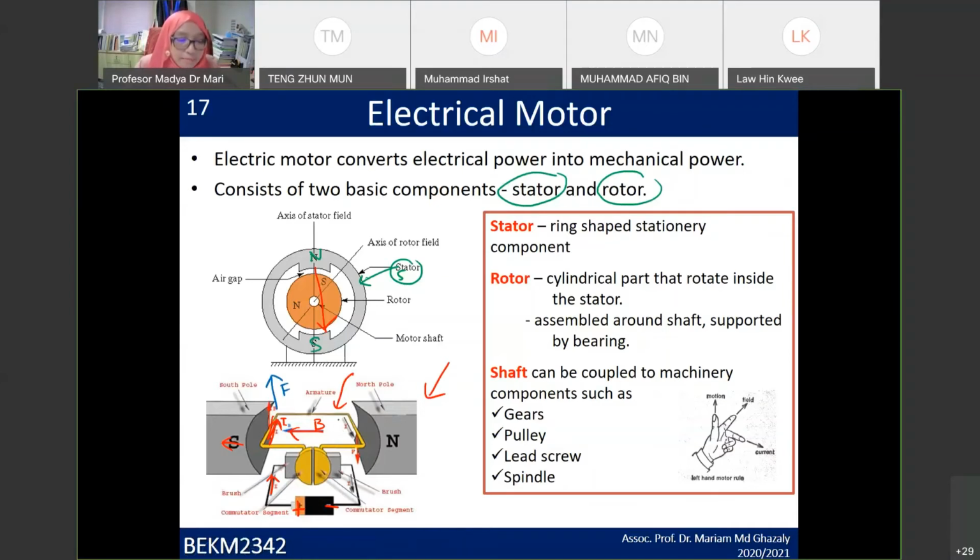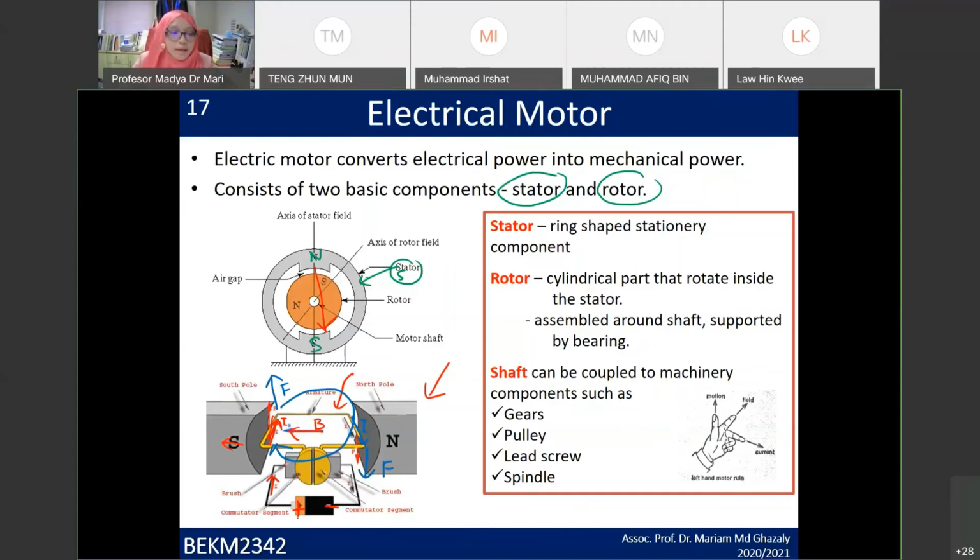But for this side, you have the current in the opposite direction, and the magnetic field is still in the same direction, so you have the force going downward. Therefore, if you have this motion continuously when you apply a supply, this rotor, this shaft, will actually rotate in a clockwise direction. So this is the principle of an electrical motor.